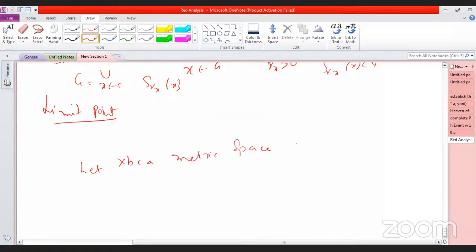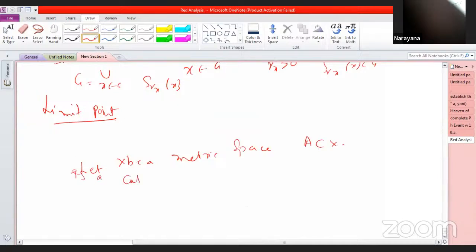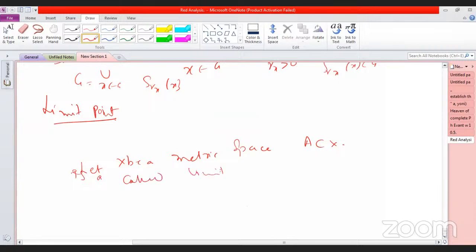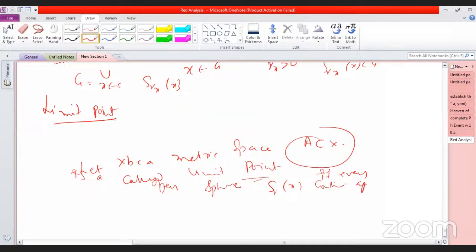Let X be a metric space, and a subset A is called a limit point. You should write the condition; even if you forget the running matter, don't forget the conditions. If every open sphere S_r(x) contains a point y belongs to A, but y not equal to x, then in a metric space, A subset of X is called the limit point.